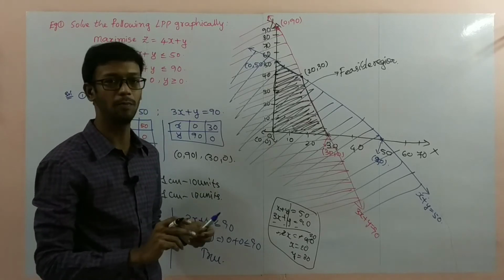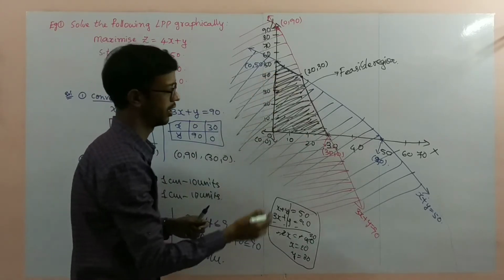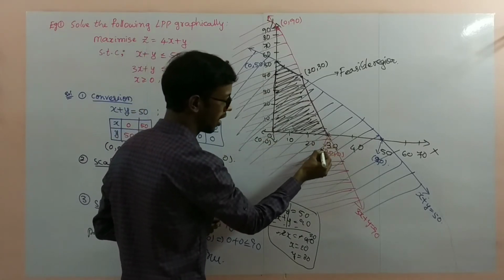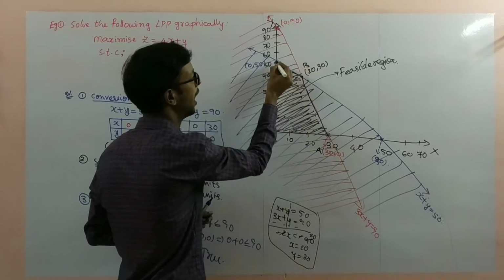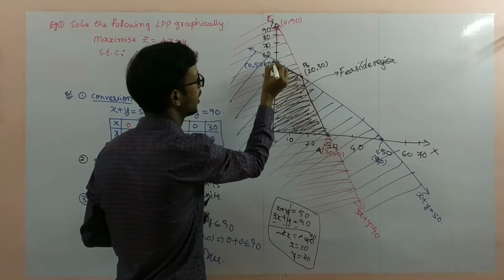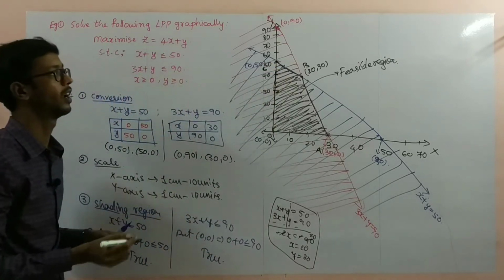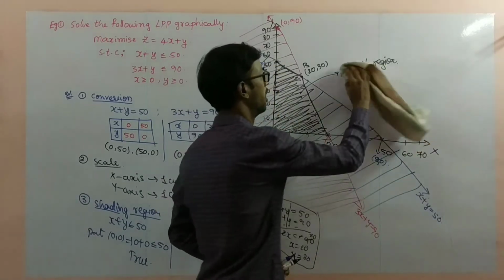Now you have to find the optimal solution using corner points. What are the corner points? Boundary points. The corner points of the feasible region: this one we name O, this one A, this one B, and one more corner point, this one, is C. So now you can write here, feasible region. I am writing very small here.